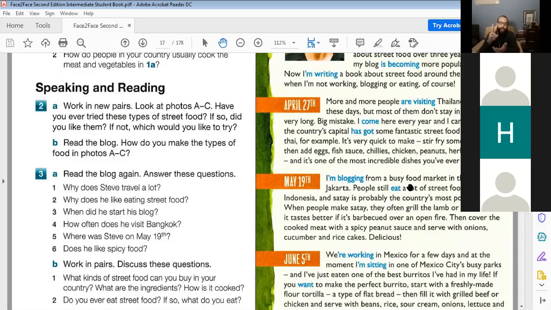Right now, he's only doing two things. He's sitting in Mexico City in a park. He's sitting in a park and he's blogging. Right? Do you get the idea?